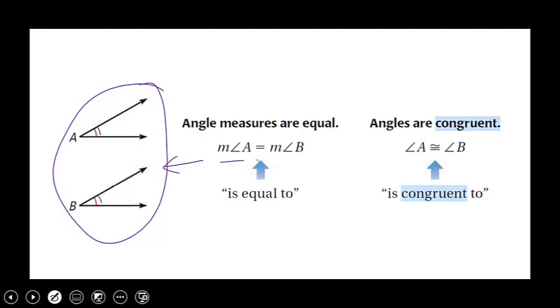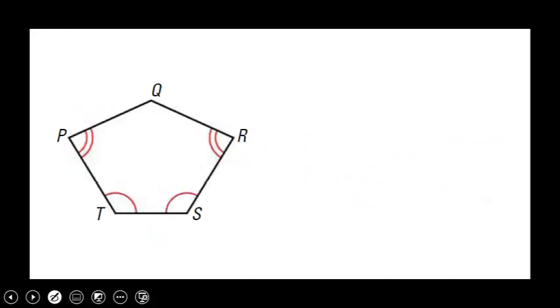Once we have an equal to, we know that it is congruent. Therefore, if equal, then congruent. And the reverse is also true. If it's congruent, then it means that it's also equal. When you think about congruency, think about identical. When we are talking about something being congruent, then we're saying that it is identical to each other. So we're saying angle A is identical to angle B.